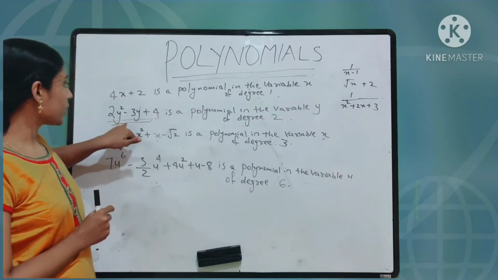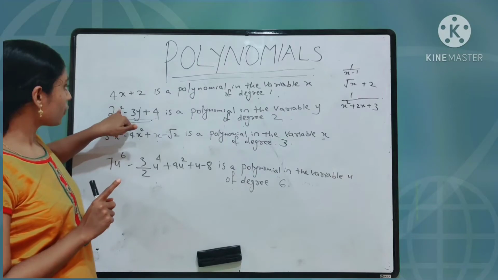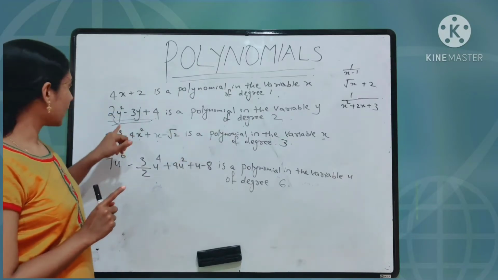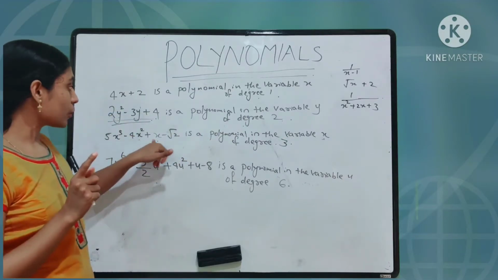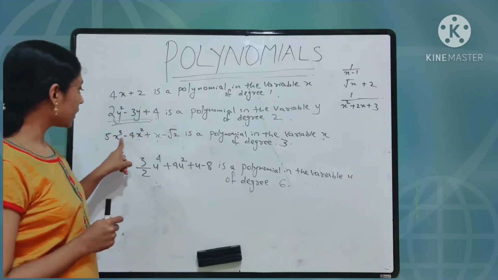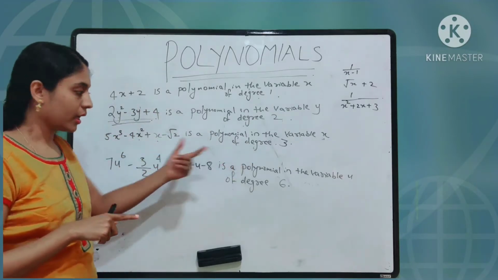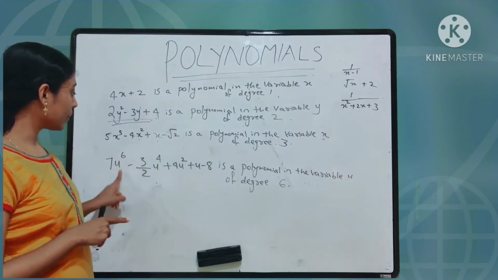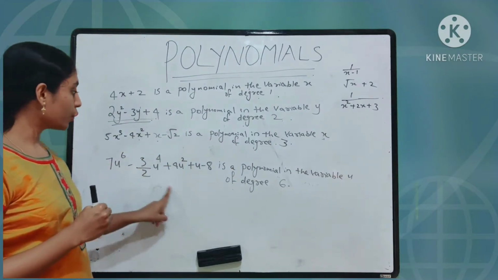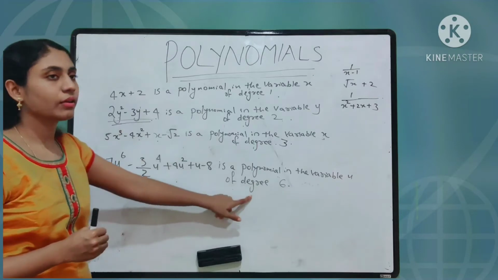And what about this one? The variable is y. The highest power of y is 2. So the degree is 2. And here, x cube minus 4x square plus so and so. The variable is x. The highest power of x is 3. So the degree will be 3. And what about this polynomial? The variable is u and the highest power of u is u raised to 6. So the degree will be 6.